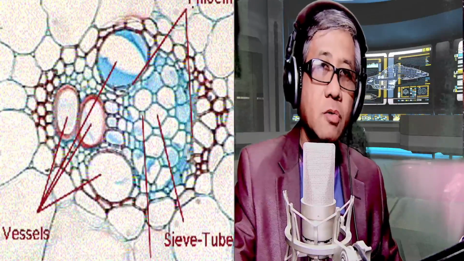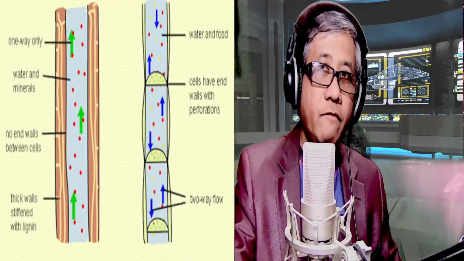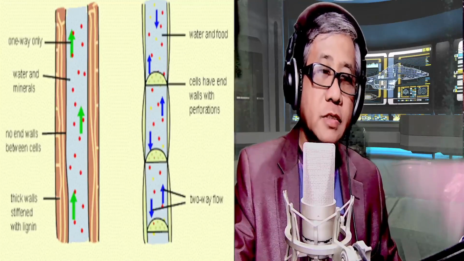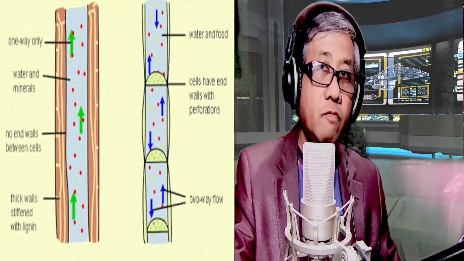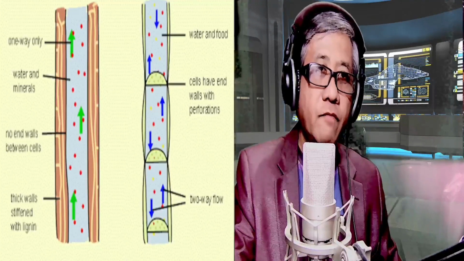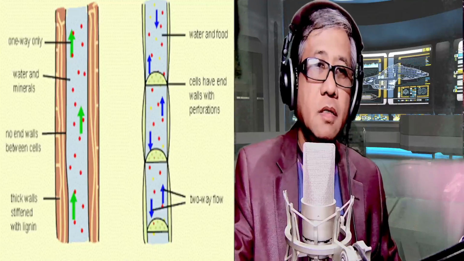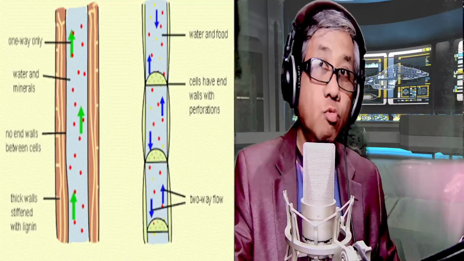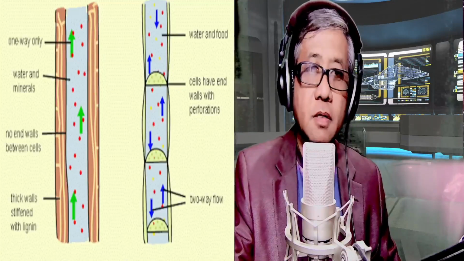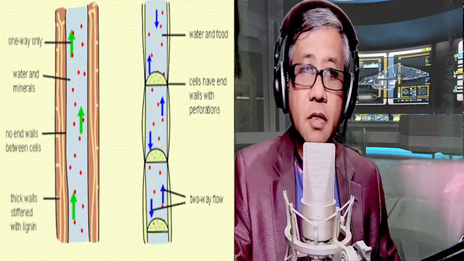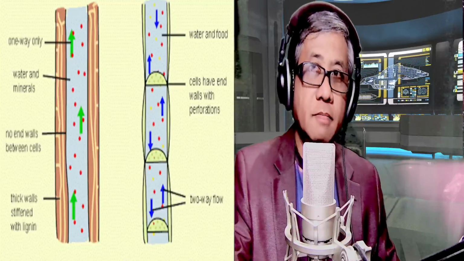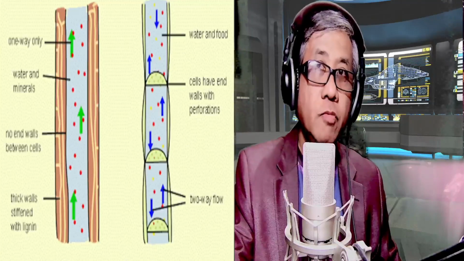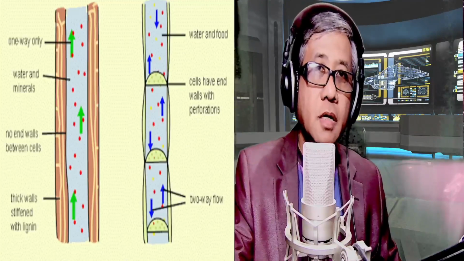Everybody, kindly take a look at this illustration of the xylem vessel and the phloem vessel. If you take a look at this, the flow of water in the xylem vessel is one way. There is only one-way flow of water through the xylem vessels. Again, in the xylem vessel, there are no end walls between the cells, so the tube is continuous, and so is the flow of water and minerals. And the xylem vessel walls are thick with lignin.